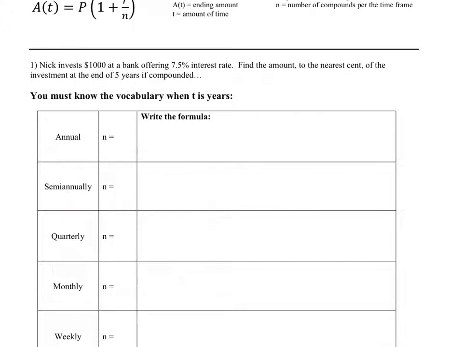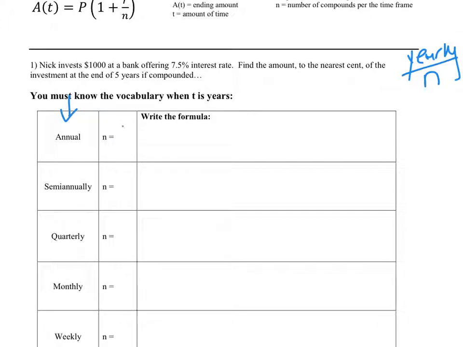So to tell the difference between this formula and the formula that we did yesterday, they're going to give you an interest rate, and they're going to break up the interest rate into pieces. So if they give you a yearly or an annual interest rate, they're going to break it up into pieces, however many pieces we have. So this vocabulary that you have to know, when T is years, you have to know how many times they're breaking up that percentage rate. So I'll write the formula for the first couple, and we'll see how you do for the rest.